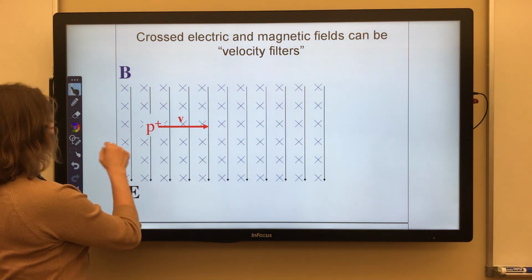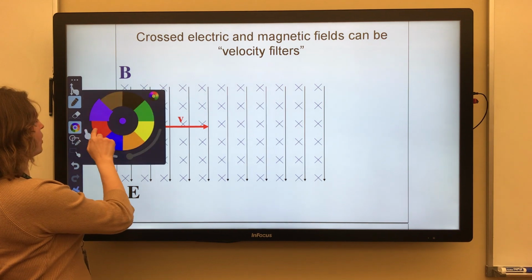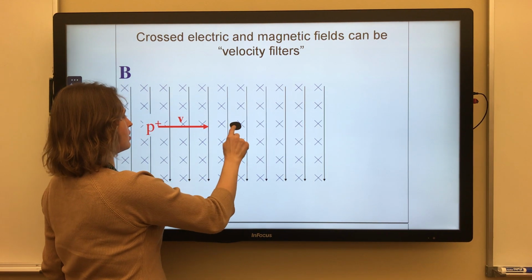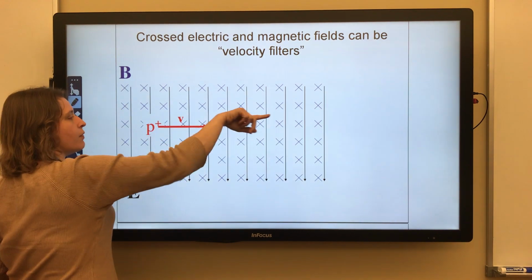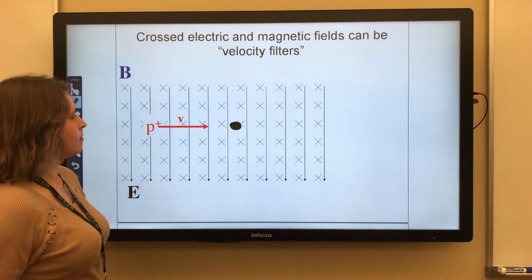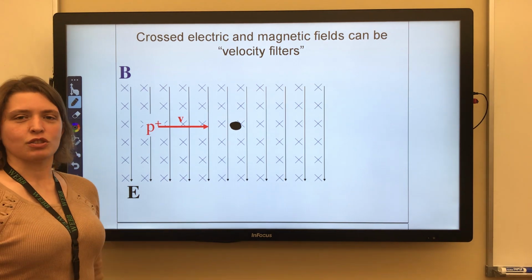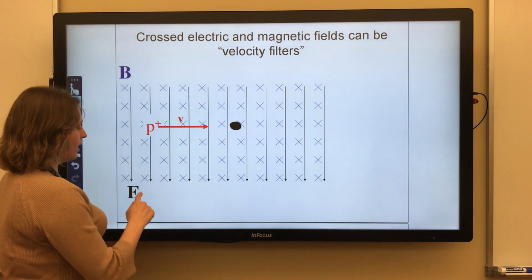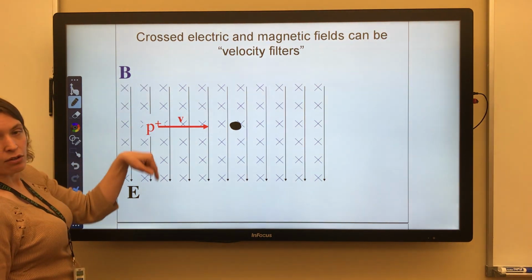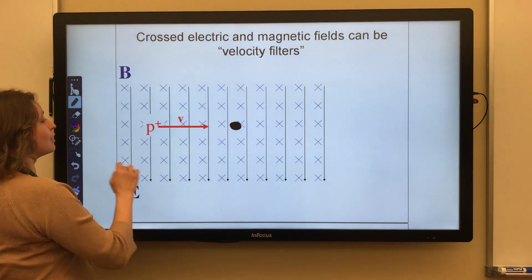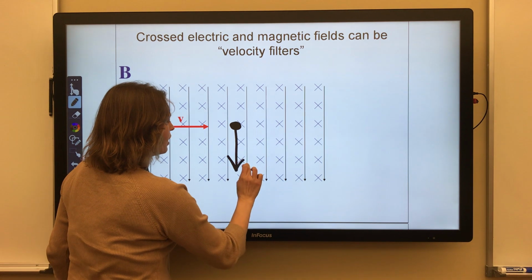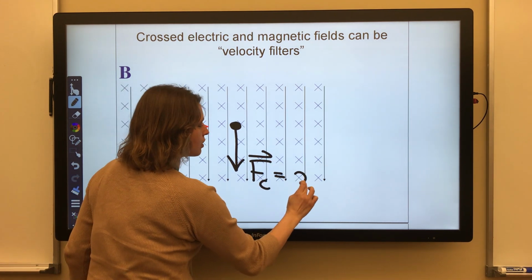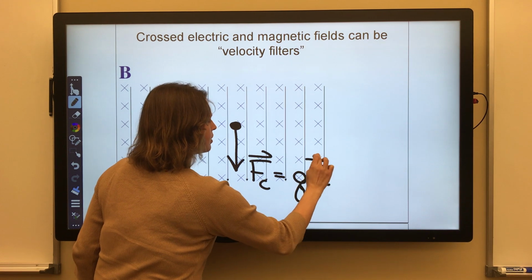So let's think about what happens when I have a positively charged particle that shows up in my velocity filter. Say there's my particle right there. It's moving with a velocity in that direction. What would the forces be on this charged particle? Well, if it's a positively charged particle and it's in an electric field and my electric field is directed downward, then it should be experiencing a Coulomb force in that direction. And I know that the Coulomb force is equal to qE.